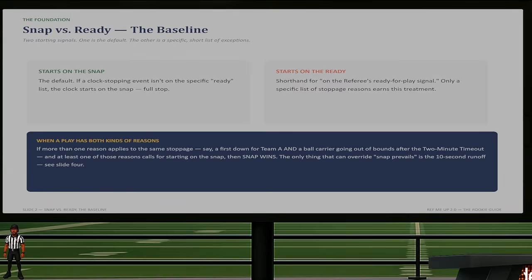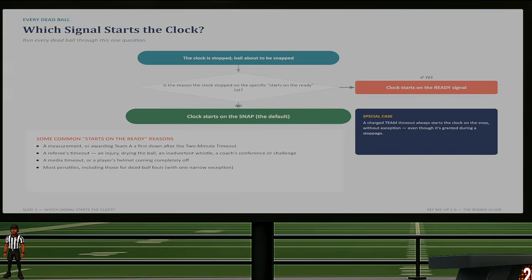Here's what happens when a play has both kinds of reasons. If more than one reason applies to the same stoppage, say a first down for Team A and a ball carrier going out of bounds after the 2-minute timeout, and at least one of those reasons calls for starting on a snap, then snap wins. The only thing that can override snap prevails is a 10-second runoff, which we'll cover in a couple of slides. Which signal starts the clock?